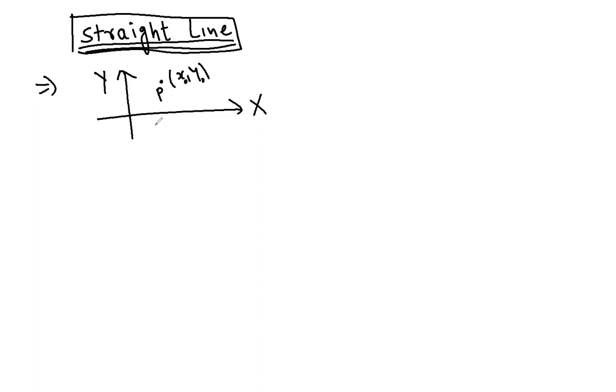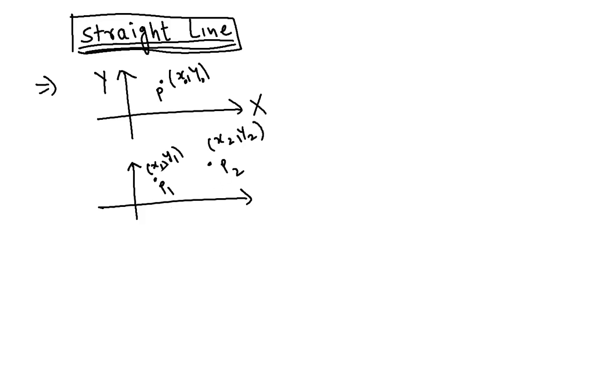Now, how to calculate the slope of a straight line, how to represent a straight line in the coordinate plane, we are going to learn all these things today. So let's say you have two points in this coordinate system. One point is P1, another point is P2. And the coordinates of these points are x1 and y1, and these are x2 and y2.